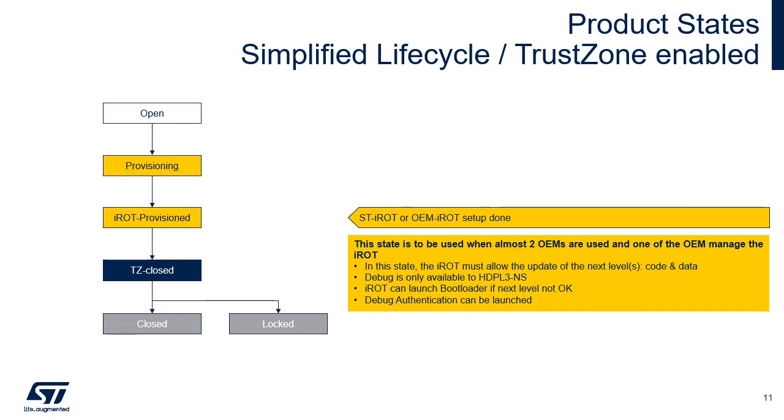The product state becomes IROT provisioned when it's assumed that immutable root of trust is installed, including its configuration, code, option bytes, secure storage. This state is relevant when a first OEM provisions the IROT and another one provisions the secure and possibly non-secure images. The IROT allows the update of the image containing both the secure and non-secure images. It can launch the bootloader if the next level is not OK.